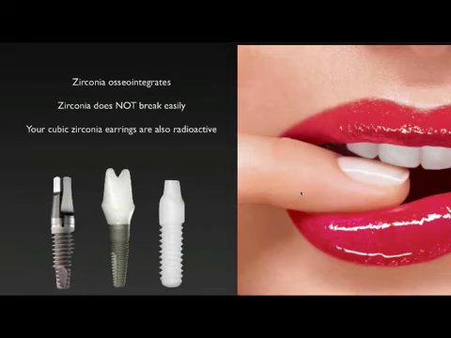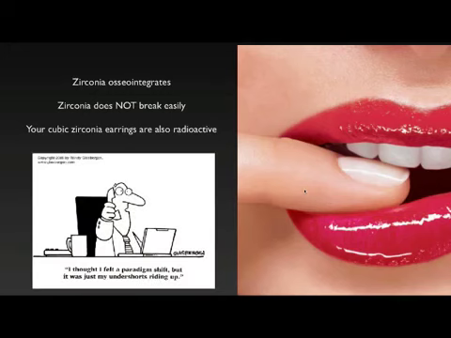Zirconia osseointegrates. We're going to explore some of the research behind this. It doesn't break easily. It's known in orthopedic surgery and every other discipline as ceramic steel. It has physical characteristics that are even stronger than the titanium metal. And everything in nature tends to be radioactive, but it is not a concern for us as far as the material goes and using it in the oral cavity. And this is where the paradigm shift occurs.